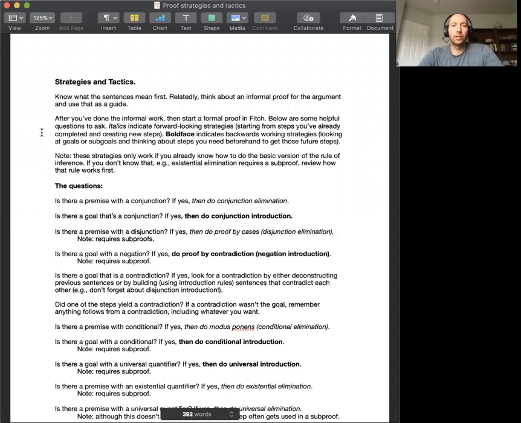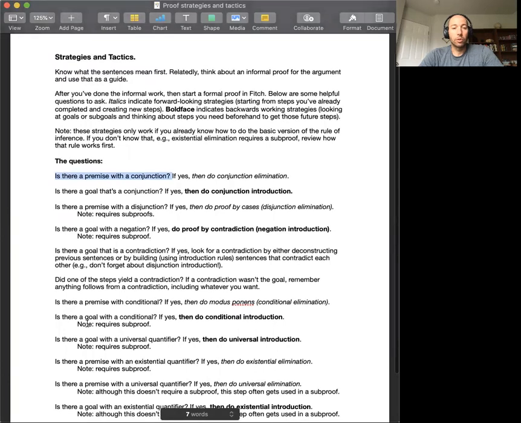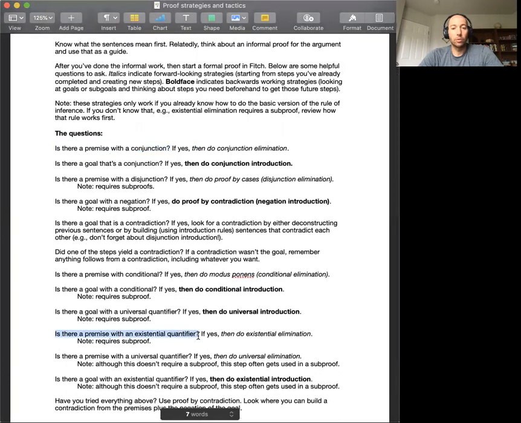The first thing that you should always do is know just what the sentences mean. If you don't know what they mean, it'll be difficult to even know which of the questions below you need to be able to answer. So if you don't know that a sentence is an existential quantifier as opposed to a conjunction, for example, you won't know whether to answer yes or no to the question, is there a premise with a conjunction, or is there a premise with an existential quantifier?